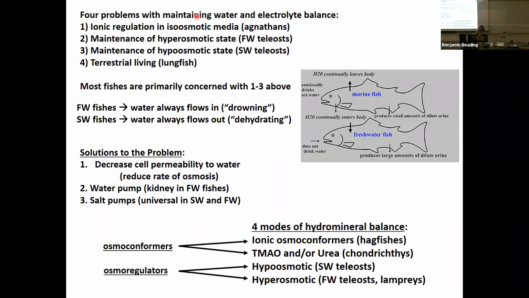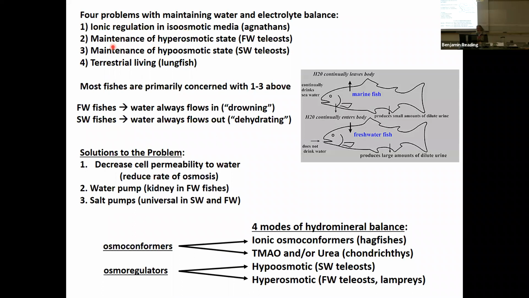So we look at fish having to deal with this. There's a couple strategies. There's four major problems with maintaining water and salt balance. So osmoregulation and ion balance, ion regulation. The first is ionic regulation in an isoosmotic media. And this is sort of what hagfishes do. The agnathans do this. They have to maintain salt concentrations in their blood, but their blood plasma, their osmoregulation, is identical to that of seawater. So the blood plasma of a hagfish is identical to that of seawater, same osmolality.